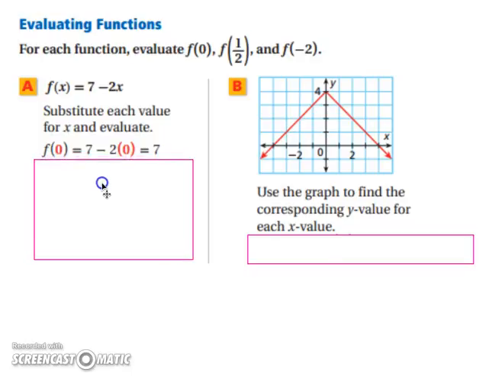So let's start with 0. 7 minus 2 times 0 equals 7. So f of 0 is 7. Take a moment and try f of 1/2 and f of -2 for a.